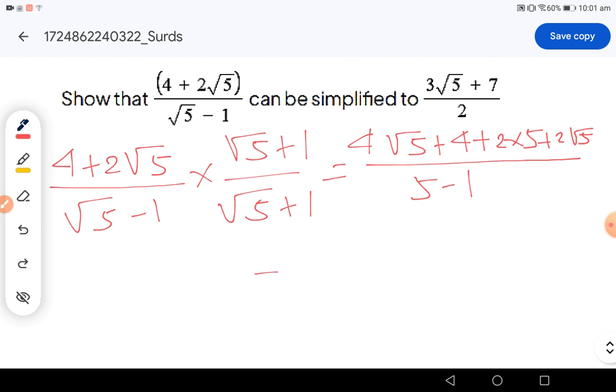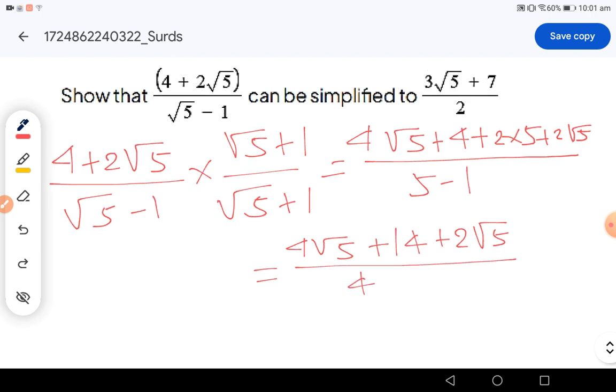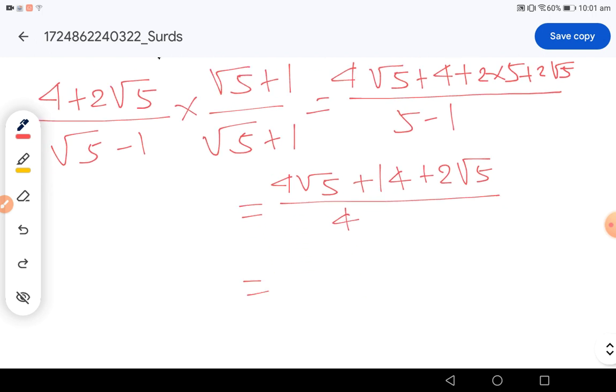So here 4 root 5 plus 5 into 2, 10, 10 plus 4, 14. 14 plus 2 root 5 by 4. So 4 plus 2, 6 root 5 plus 14 by 4.